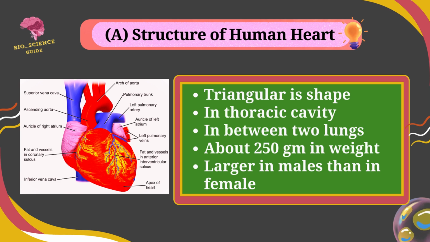The structure of the human heart is triangular in shape. The human heart is found in the thoracic cavity, situated in between the two lungs. It is about 250 grams in weight and larger in size in males than in females.